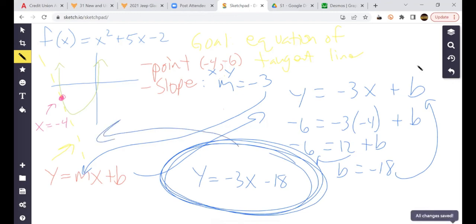So in summary, when you're given a function, you can plug in the x coordinate into the original to get the y coordinate. You plug the same x coordinate into the derivative, which I erased, but you plug the x coordinate into the derivative to get your slope. Once you have your point and your slope, you go y equals mx plus b, and you get your A plus.